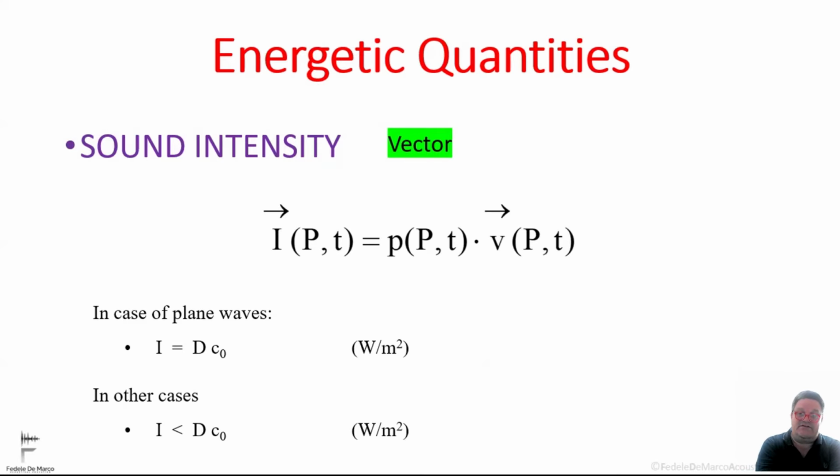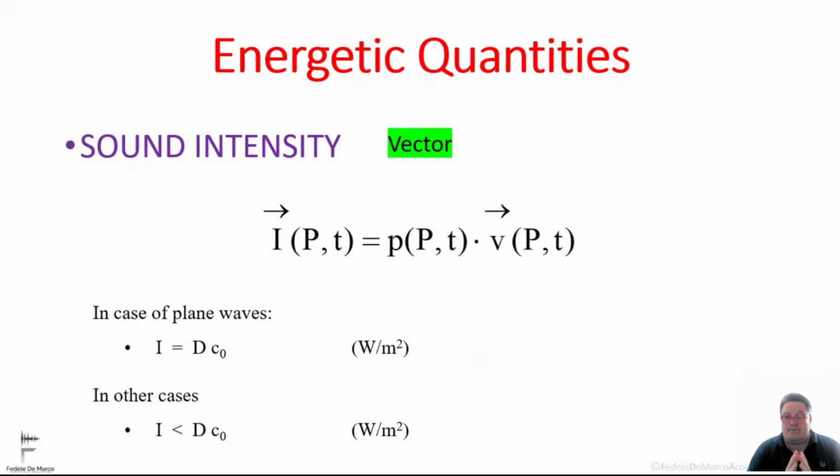The formula is pressure, that is a scalar quantity, multiplied by velocity, that is a vector. So the intensity vector, aligned and parallel with the velocity vector, transports in the energy field the vectorial information of the particle velocity vector. Attention, we don't listen to intensity, we listen to density. In the theoretical case of the plane wave in the tube, intensity is equal to the product of density multiplied by the velocity of sound, C0.